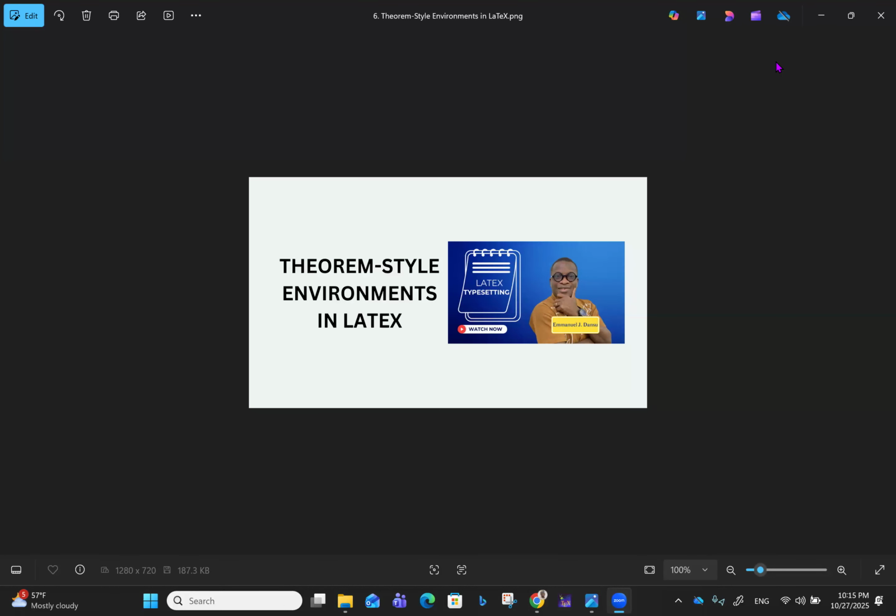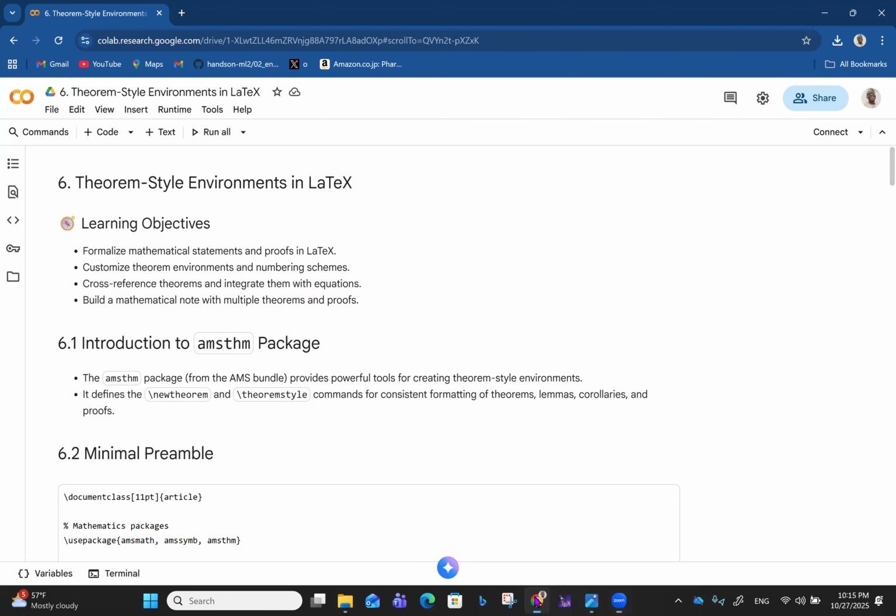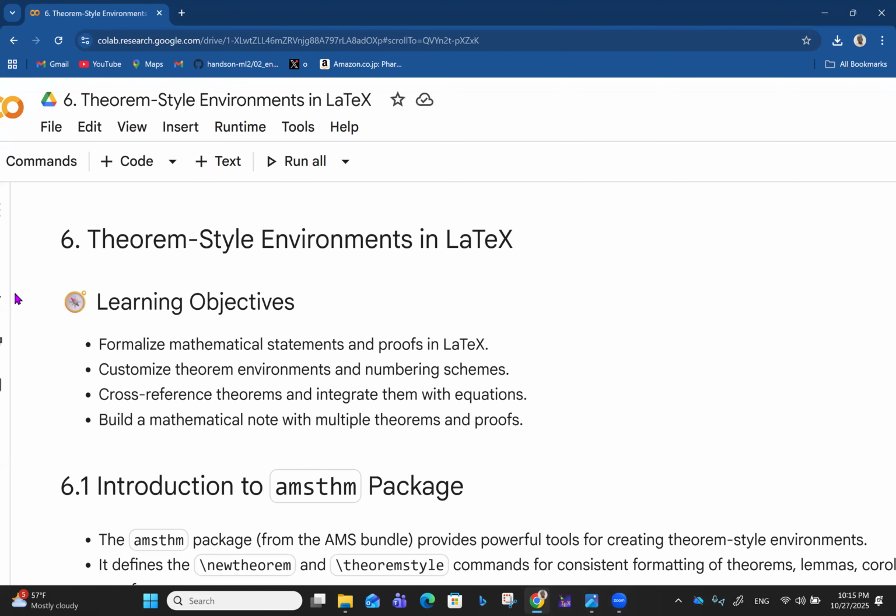I mean, I know people who do business using LaTeX to write resumes and CVs because you can get some very nice styles of CVs and resumes using LaTeX. But here, our focus is on mathematics. And you know, in maths, we get to write proofs and things like that. And that is why we're looking at the theorem-style environment in LaTeX.